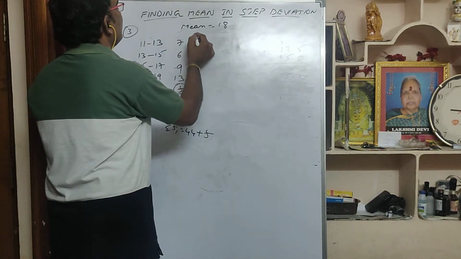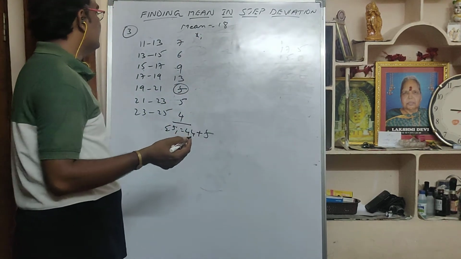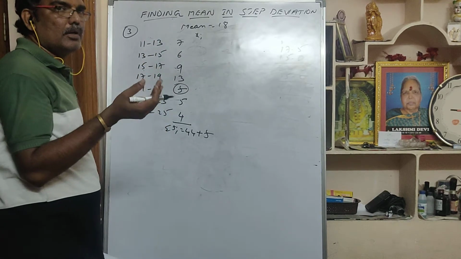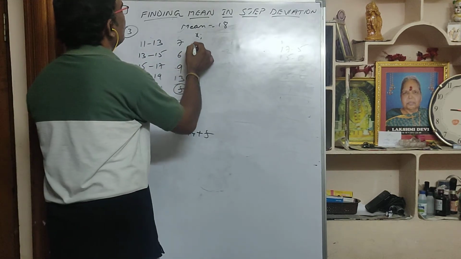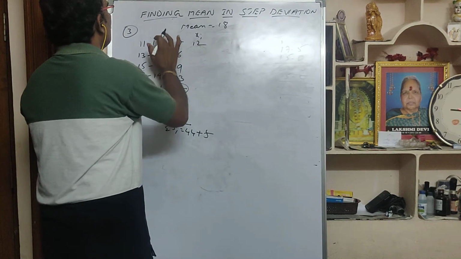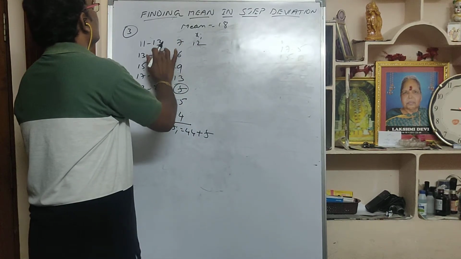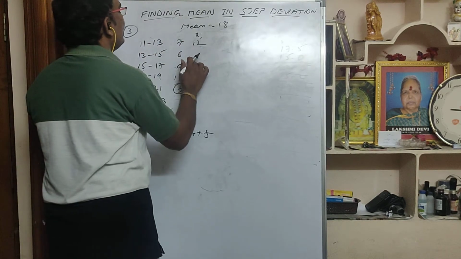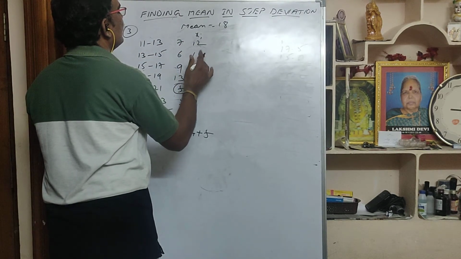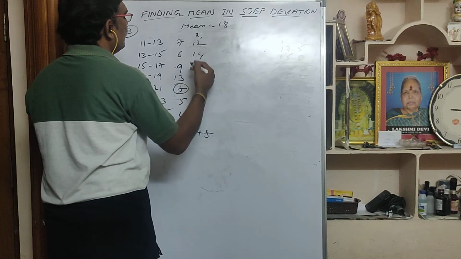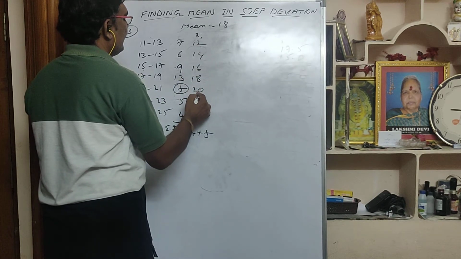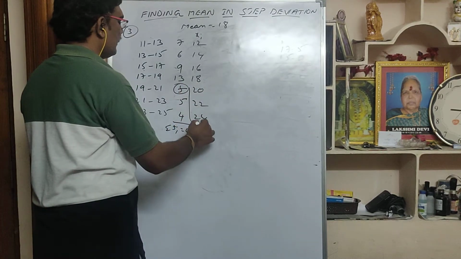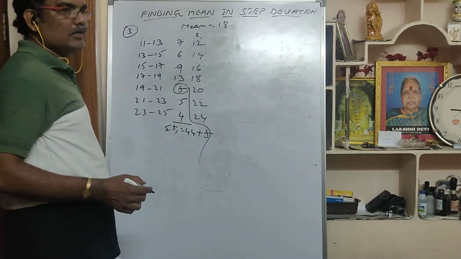Next, xi. It is very easy. 11 is there, 13 is there. Add both, 24. By 2, 12. It is 12. The difference is how much here? 15 minus 13, the class interval h is 2. To this add 2: 12 plus 2, 14. Again add 2, 16. Add 2, 18, 20, 22, 24. Mid values you got here. Okay, xi values are there.